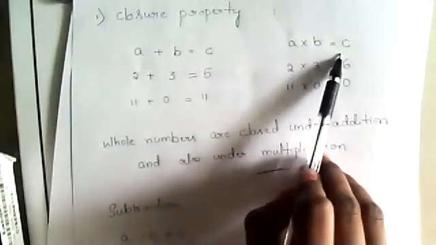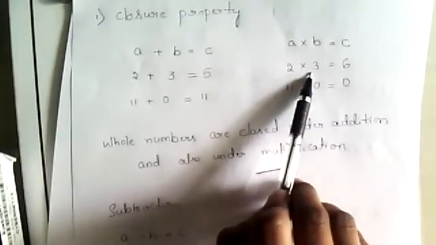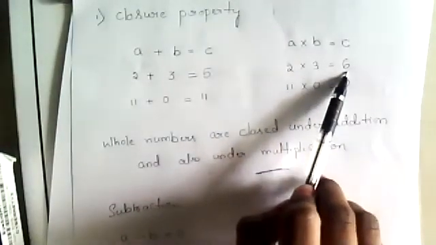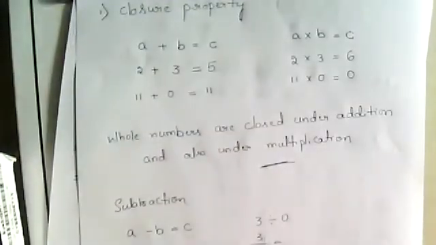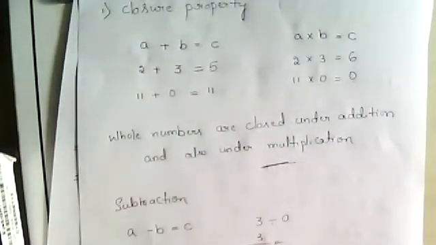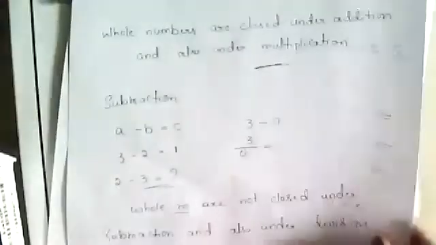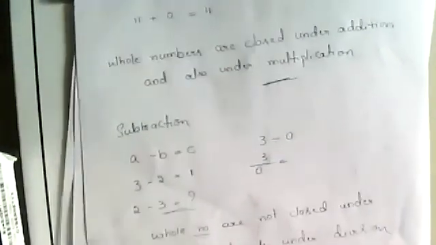a into b equals c. The product is also a whole number. See here, 2 and 3 are whole numbers and 6 is also a whole number. 11 zeros are 0, so 0 is also a whole number. So whole numbers are closed under addition and also under multiplication. And subtraction doesn't hold good. Okay, subtraction and division don't hold good for closure property.